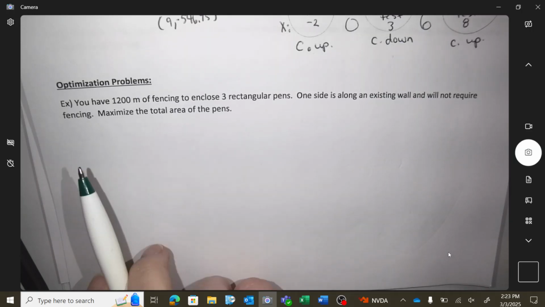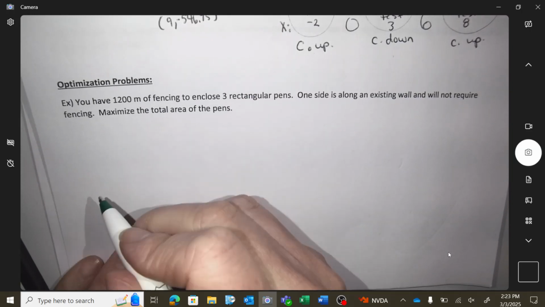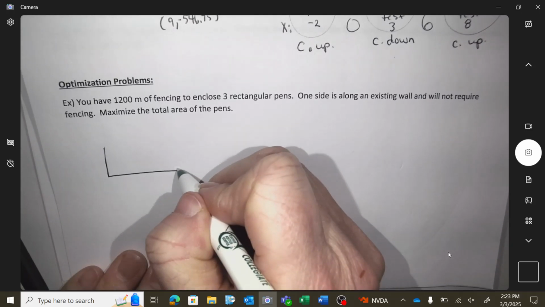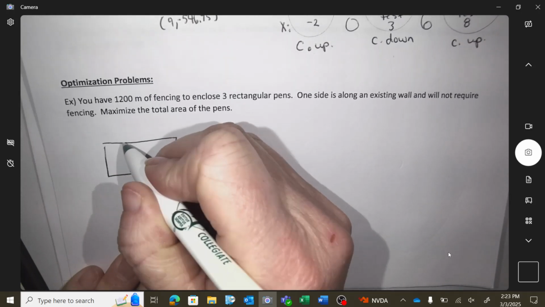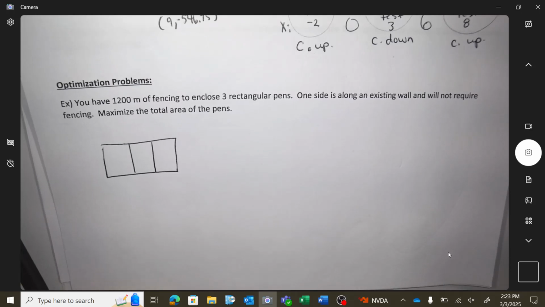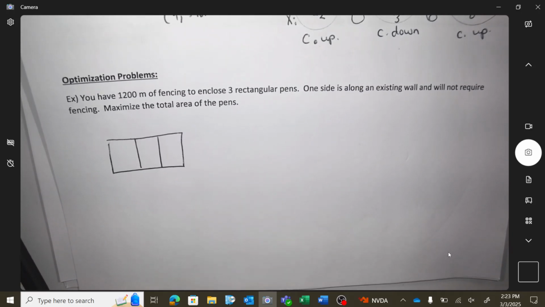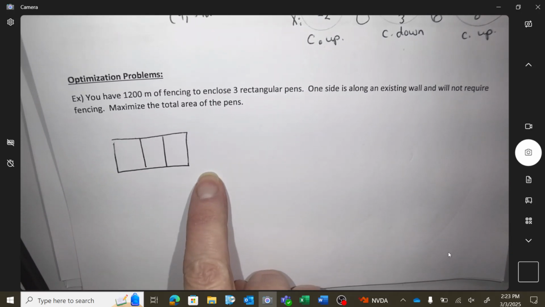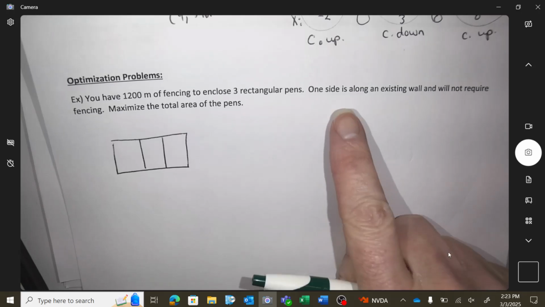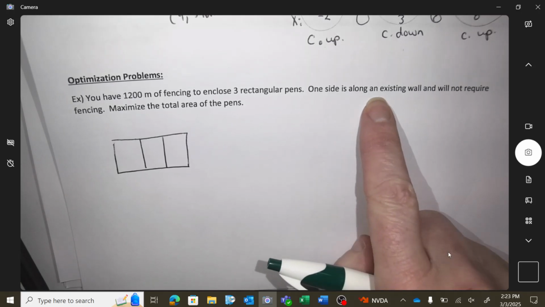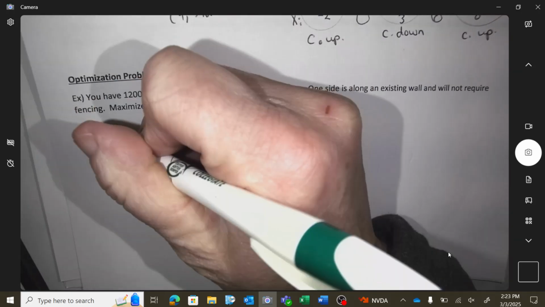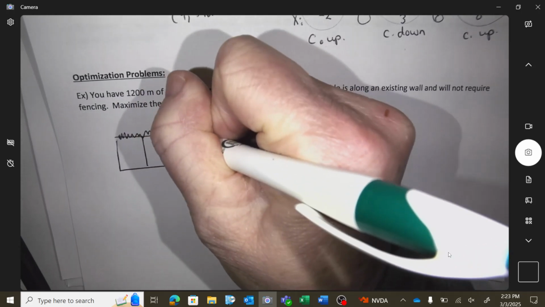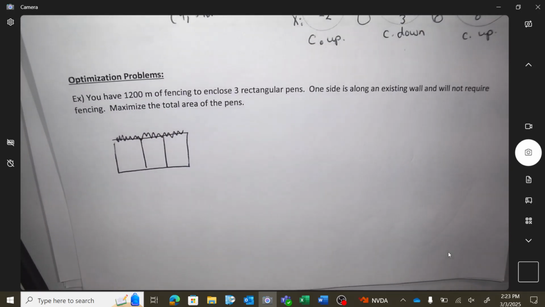Okay, here we go. You have 1,200 meters of fencing to enclose 3 rectangular pens. So there's your drawing. You need to make 3 rectangular pens for animals. But one side is along an existing wall, so you don't need to put fence on one side. Do you remember this? Isn't there a different way to organize the 3 rectangles?